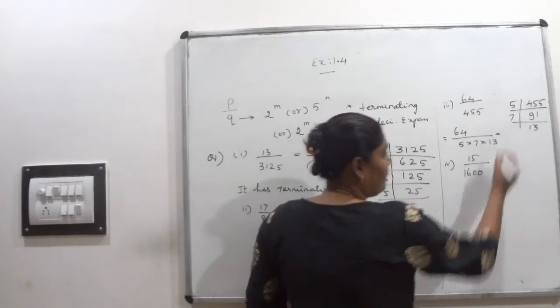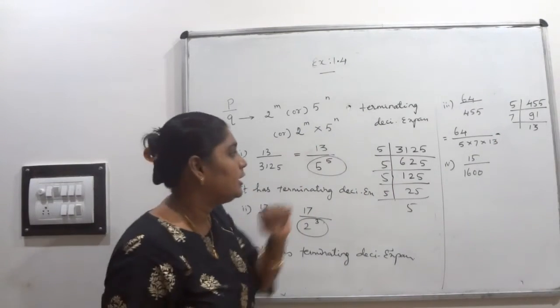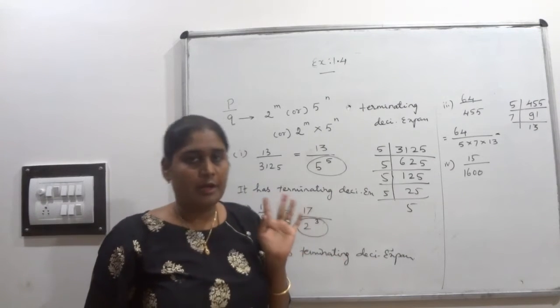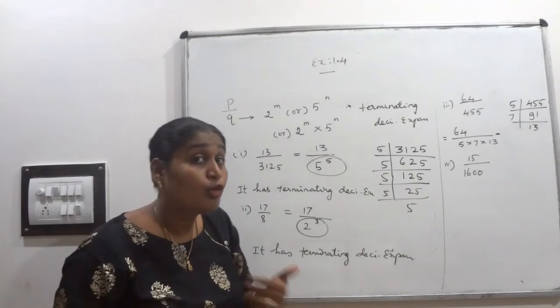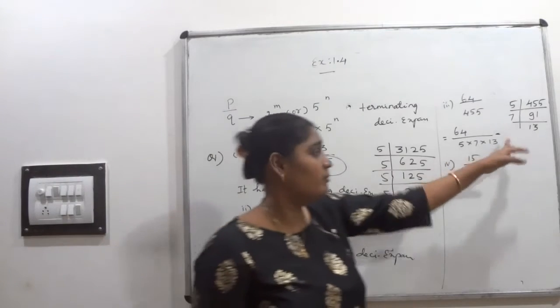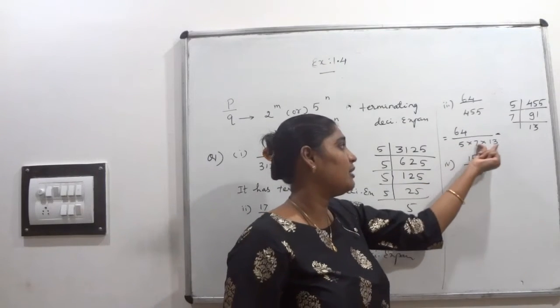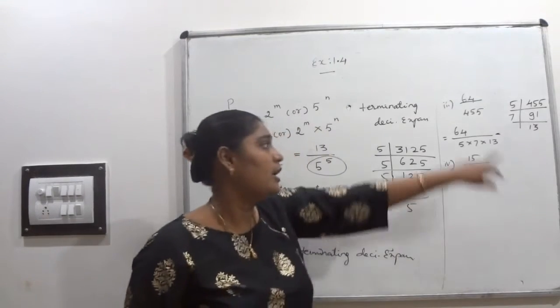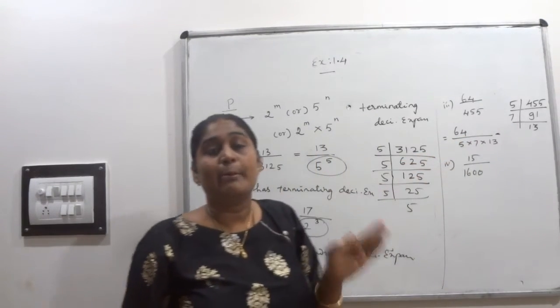See, check here. Check the denominator. It is not in the form of 2 power m, or 5 power n, or 2 power m into 5 power n. Check it. Here 5 is there, but 7 and 13 are also there as prime factors. That's why it is non-terminating but recurring.